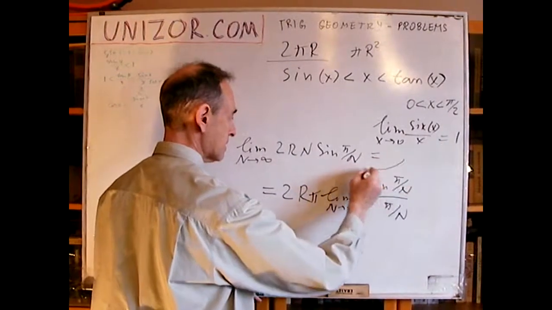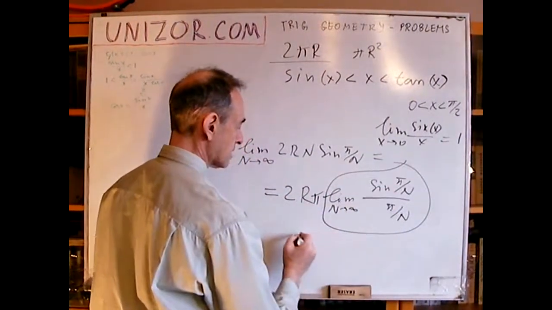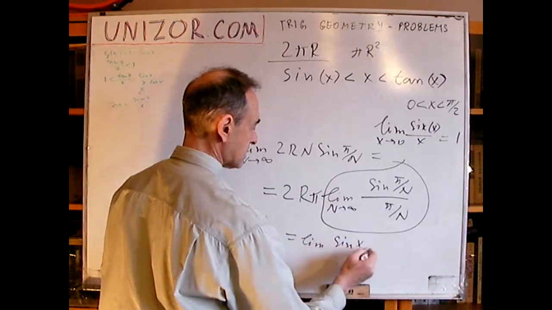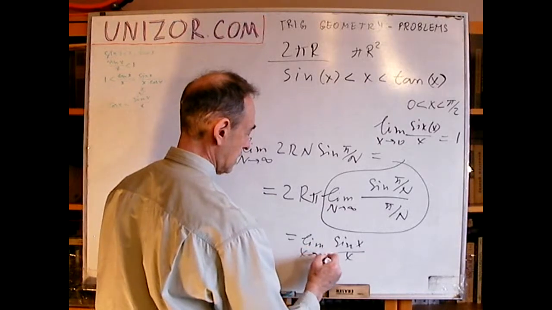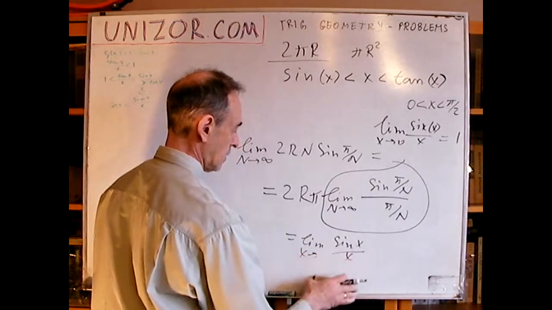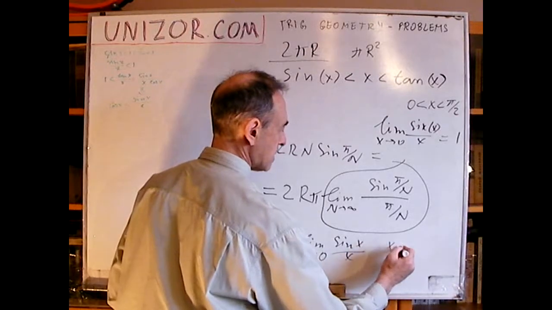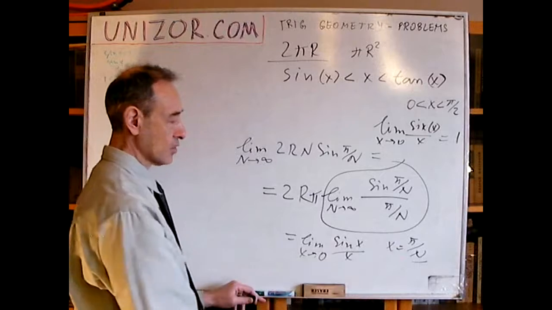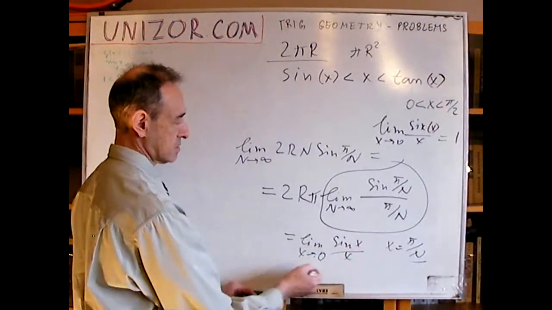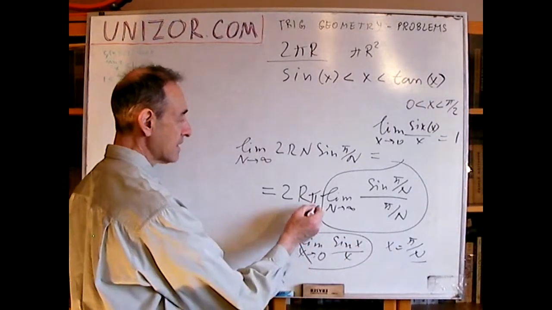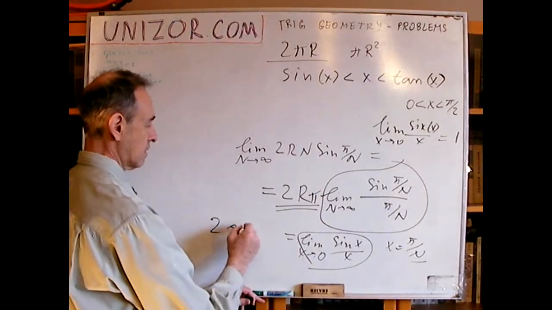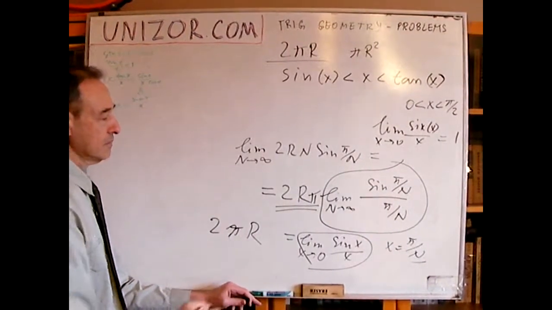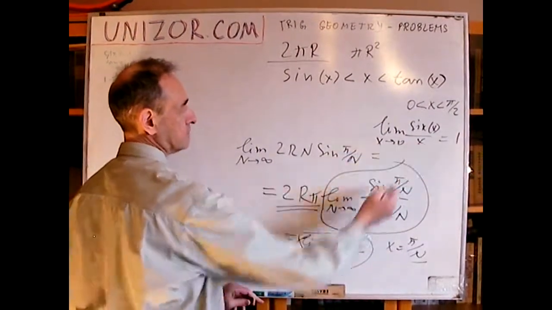Now, this is exactly the same as the limit of sine x divided by x as x goes to 0, where x is pi over n, right? If n goes to infinity, pi over n goes to 0. So I can just say it this way, right? Which means that the entire thing has 2 pi r as a limit, because this is 1.